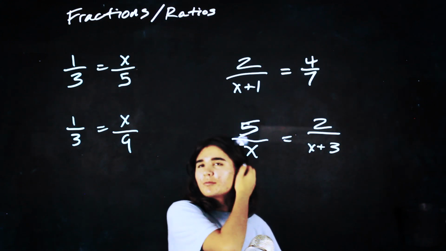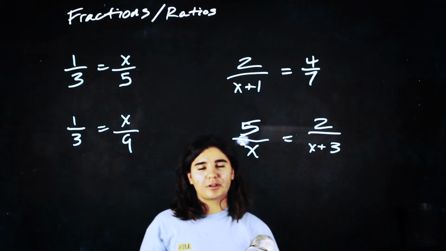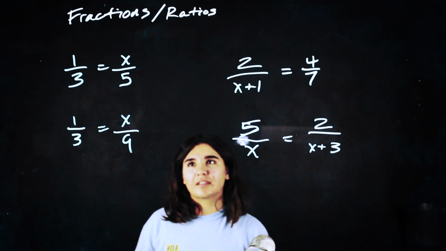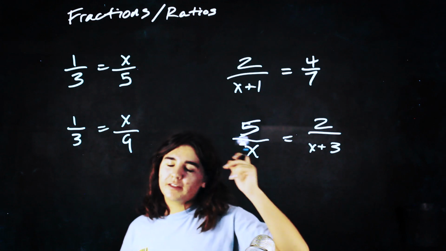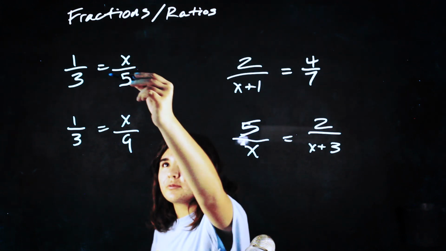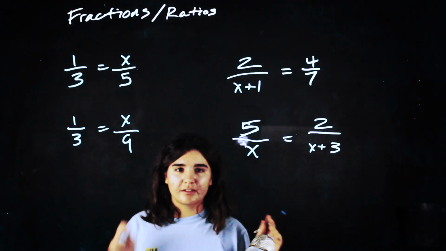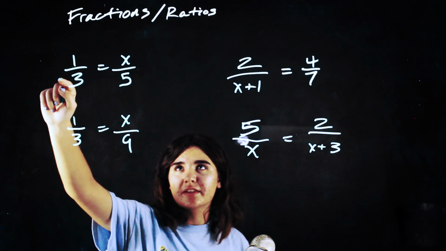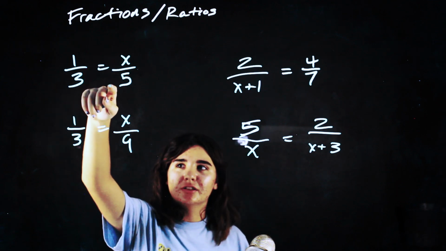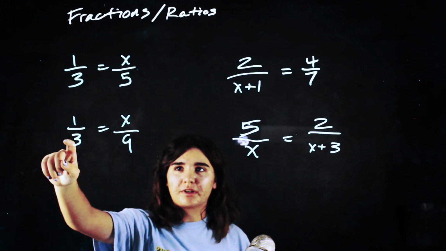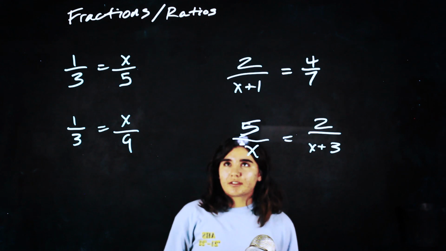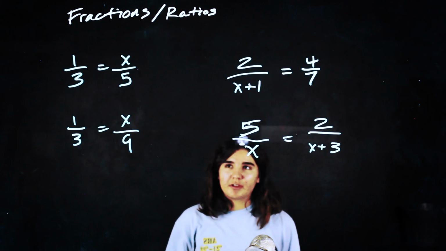Alright, so we're going to go over some ratios and equations, which is basically the same thing. It's helpful when you see an equal sign and you have fractions on either side to think of this as a ratio. Like 1 is to 3 as some number is to 5, or 1 is to 3 as some number is to 9, right? Okay, so this might be kind of confusing.